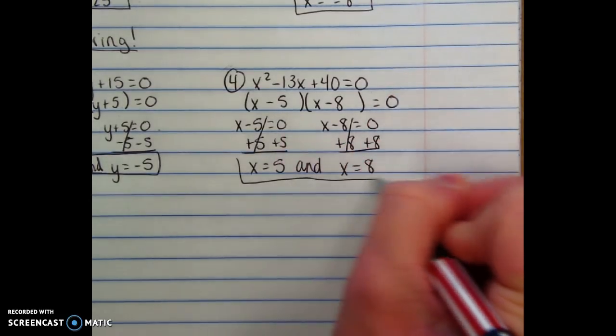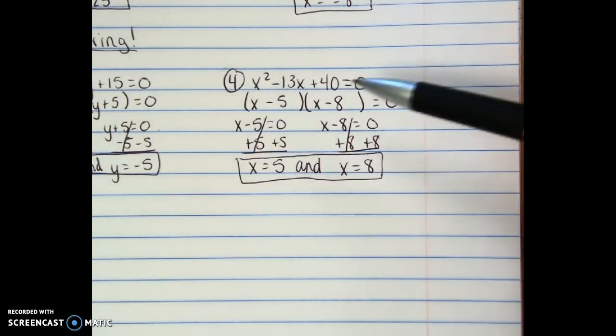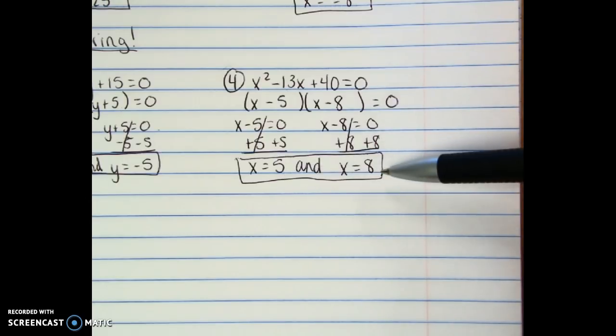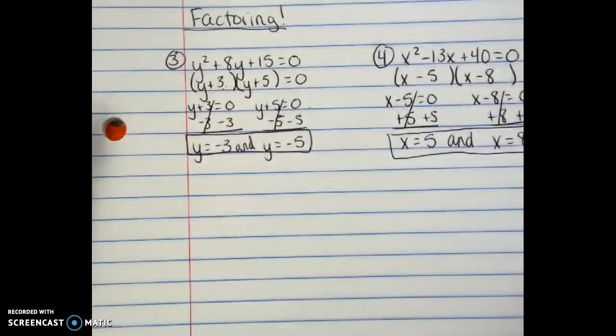So x equals 5 and x equals 8. That means if we graphed this, it would cross the x-axis at (5, 0) and (8, 0). Okay, let's look at one where you're going to have to do a little bit of work.